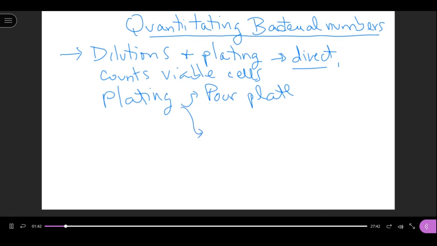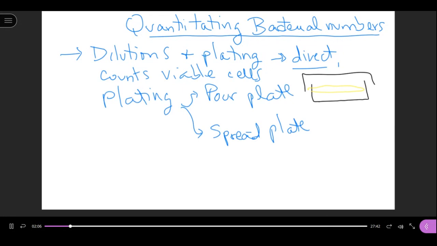The plating aspect of the technique can be done by a pour plate or spread plate. A pour plate is a technique in which the volume of sample that will be plated is mixed with melted and cooled agar and then poured onto an empty sterile plate. This allows for the growth of the bacteria inside the agar and on top of the agar.